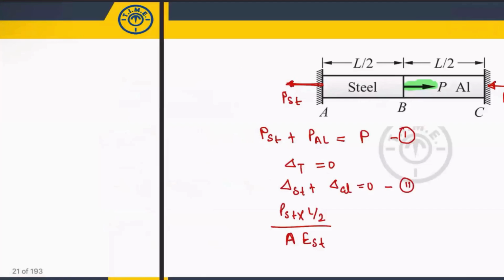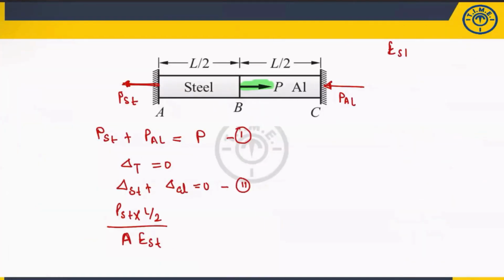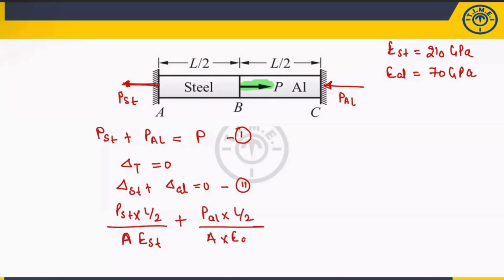What is the Young's modulus of steel? Young's modulus of steel is 200 gigapascal, and E of aluminum is given as 70 gigapascal. Now the second term is P of aluminum into length L by 2, over area into E of aluminum, and the sum is equal to 0. If you take the LCM, the area is a constant and will cancel, and you can take L by 2 into A common.